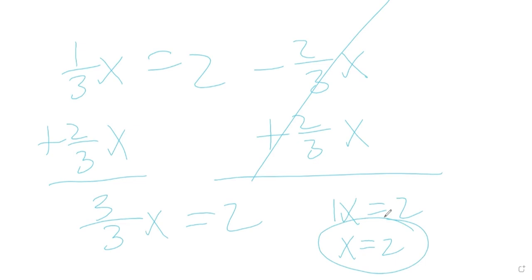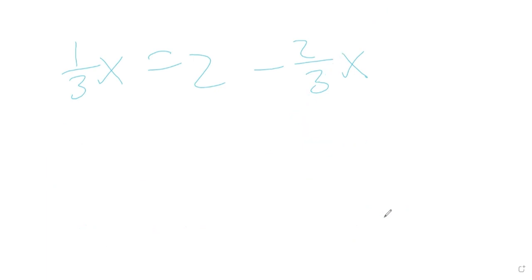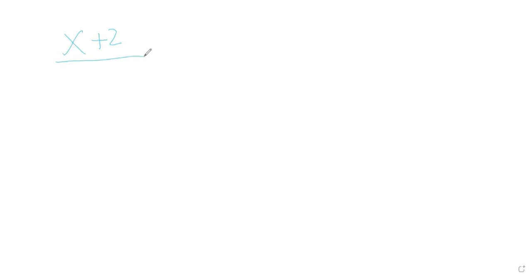Now, that one was kind of easy. Let's try another one that's more interesting. So for this one here, let's go (x plus 2) over 4, and then plus (x minus 1) over 5. All this equals 1. Solve this equation for x.